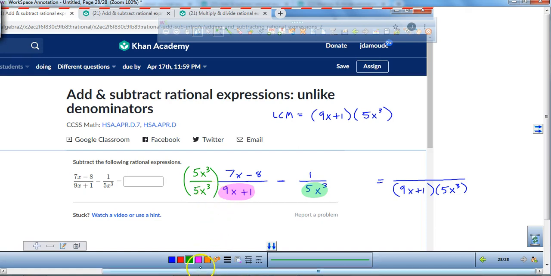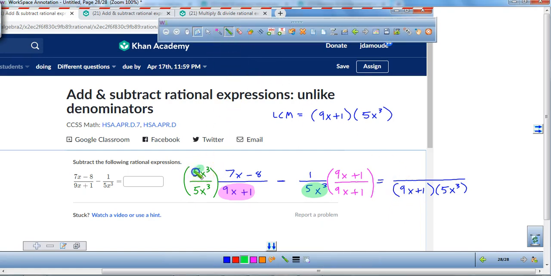We're just changing the way it looks so it has the same denominator. So we have that right there. Then over here, let's ask ourselves, what does this denominator not have that it needs? Well, it needs the 9x plus 1. So I'm going to put 9x plus 1 right here, and 9x plus 1 right there. Alright, so we're almost done here. All I've got to do now is take this guy right here, and I'm going to distribute him to both terms.